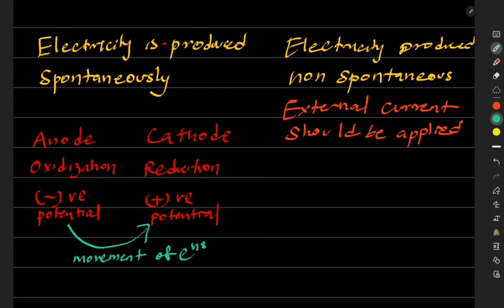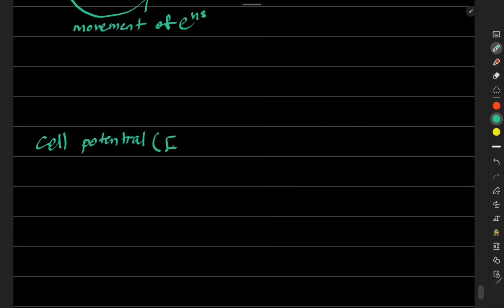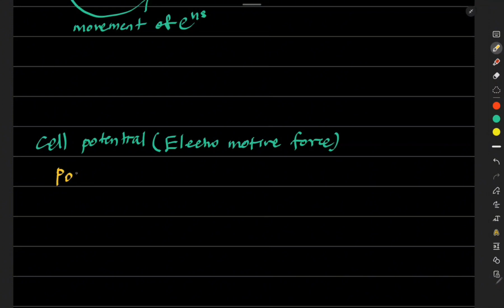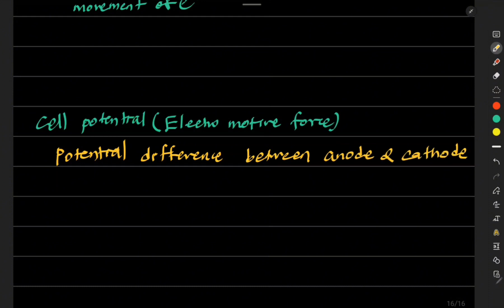What is cell potential? Cell potential is the potential difference between the two electrodes of a galvanic cell. The cell potential is also called electromotive force, which is EMF. Okay, let's write it down. Cell potential, electromotive force: it is the potential difference between anode and cathode.